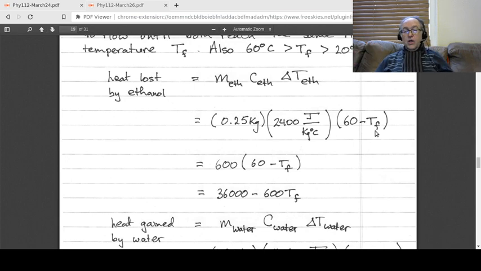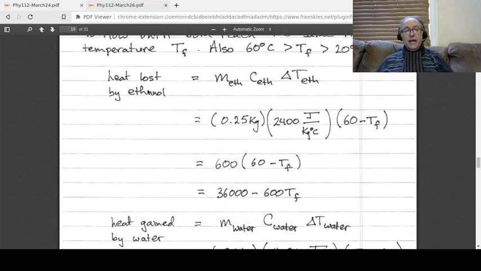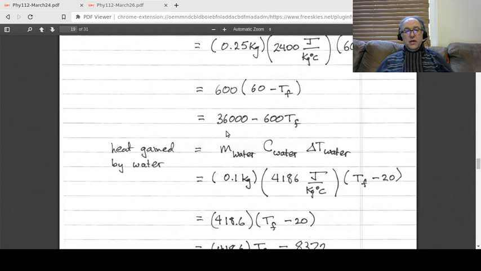Okay? And so there it is. So we can't solve this yet for TF because we don't know how much heat was lost by the ethanol. But at least we've got it down to where there's just one unknown on the right-hand side, and that's that final temperature. Once again, what's that delta T? That's like how much the ethanol cools down. It starts at 60. It ends at TF. And so 60 minus TF is the temperature change. And then all I did below here is I just simplified this.